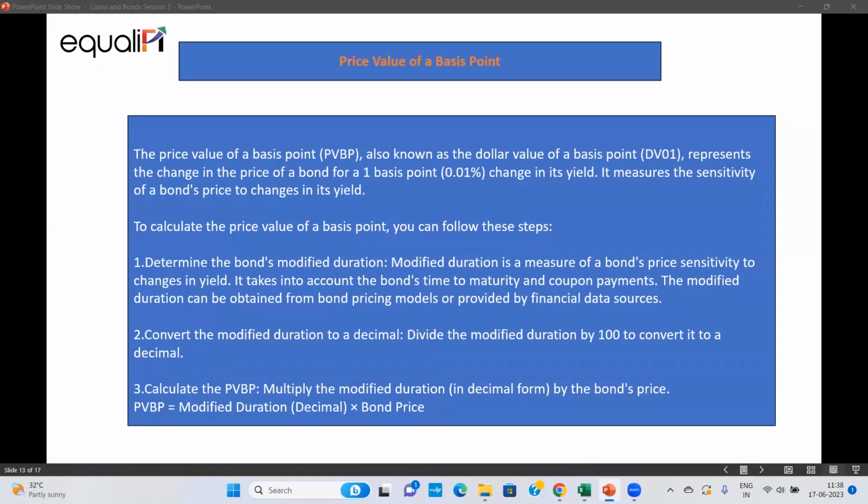In Hindi we call it ek paisa, एक पैसा, एक टका नहीं, एक पैसा. So a 0.01% change in yield will result in 39.52 units of change, 39.52 rupees or dollars, in my bond price. That is the sensitivity. Correct?